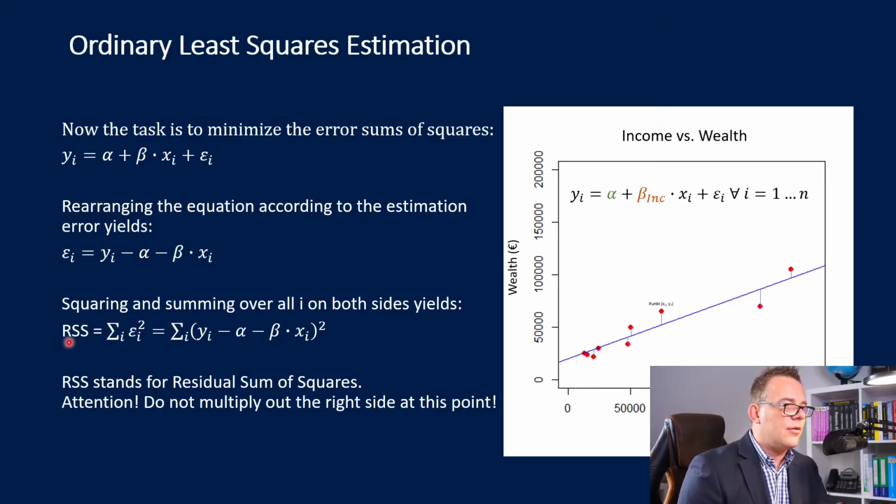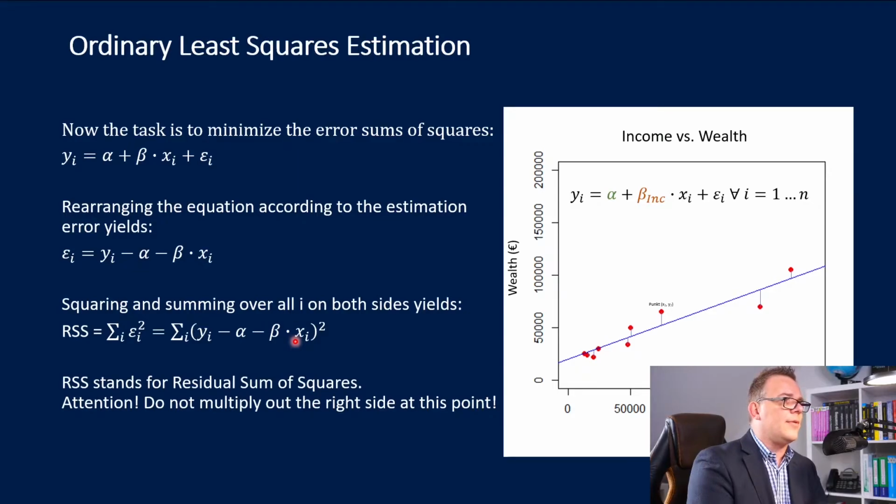So the residual sum of squares plays a crucial role in many calculations, in OLS calculations. That's why I show it like this. Now, of course, we want to minimize RSS. We want to minimize the squared errors. Well, it's a lot easier if we do not start multiplying out the brackets here. Don't do that. We have a more feasible way to do so.